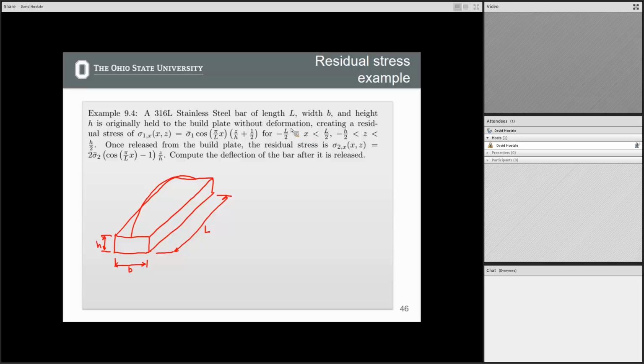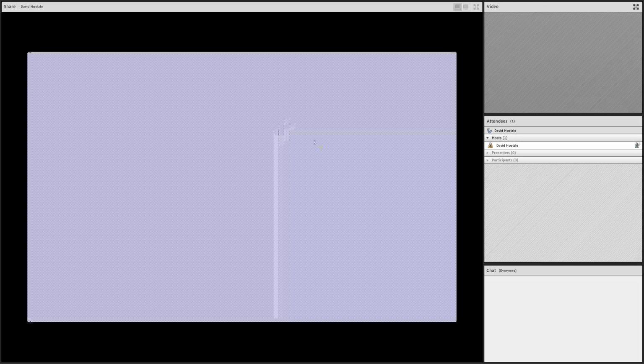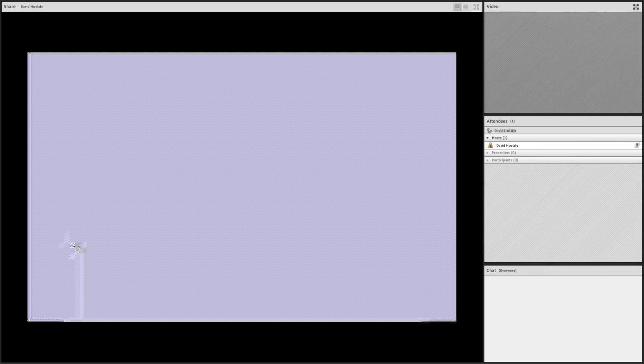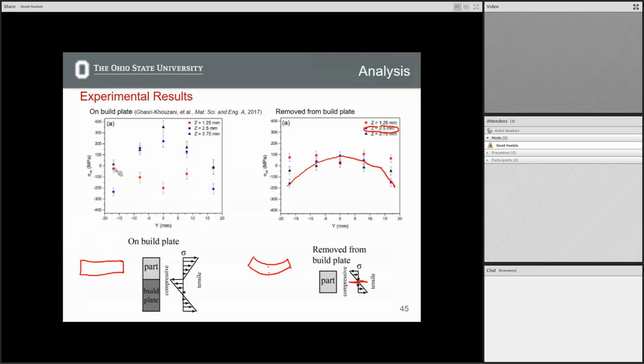Just note that it's easier to look at this if you consider 0 to be the center of this beam in both the x direction and y direction. So make sure this is clear. This is x, this is z, this would be y. Okay, so that is how the function changes in the x direction. To kind of motivate that, if we look at the residual stresses, essentially 0 at the edges on the build plate configuration, and it's highest in the middle, right? Kind of like a cosine wave.